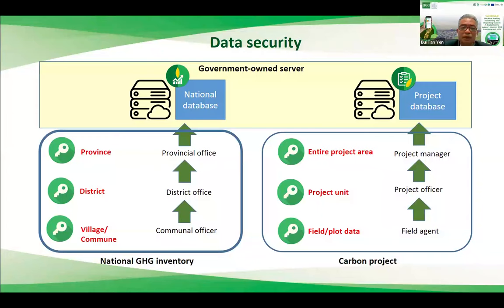The database is separate for the national database and the project database. In the project database, the data goes from the field agent, who collects the field plot data, to the project officer for the project unit, and also to the project manager. It opens one database on the server for the project. Why do we set it up this way? Because in Vietnam, all carbon projects have to be managed and registered with the government agency, so the government agency can track the chain and progress of carbon projects in the country. This is the way we can allow the data to be stored on the government server.